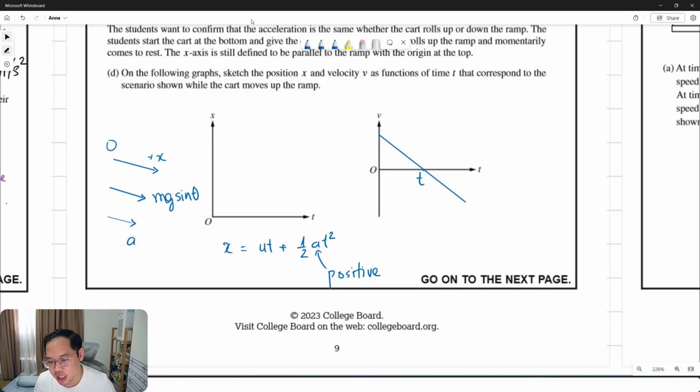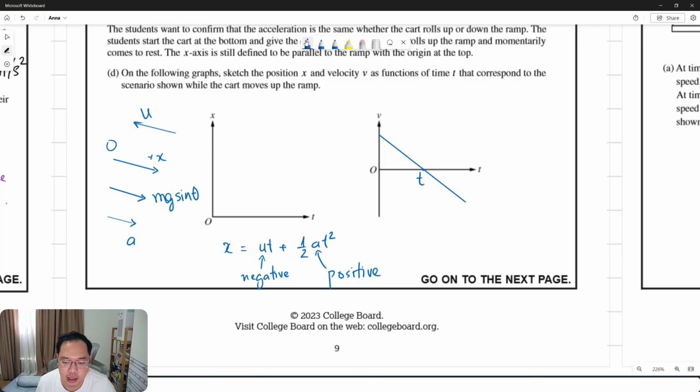Normally when we choose a positive direction going in this direction, then when an object slows down, the acceleration is the opposite, and normally the deceleration is negative. But in this case, because the positive direction is chosen to be downward like this, this deceleration is actually positive, and the initial velocity u is upward, going up the incline, and therefore this u is negative.